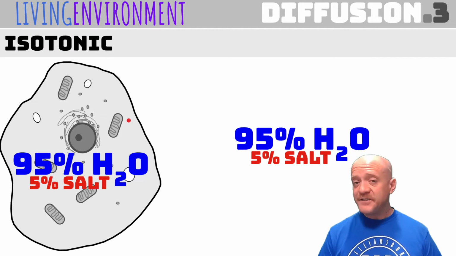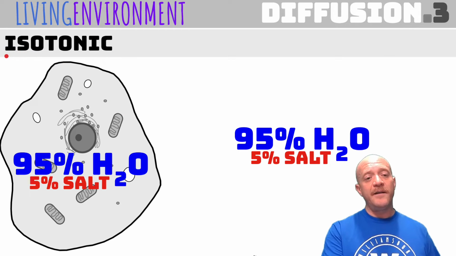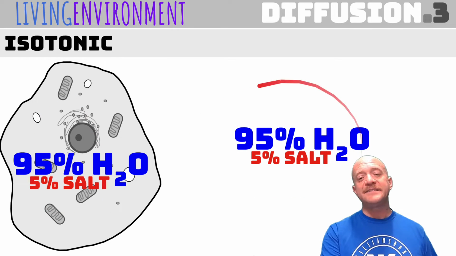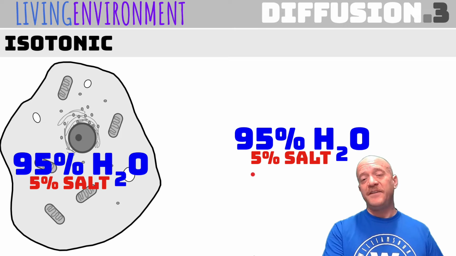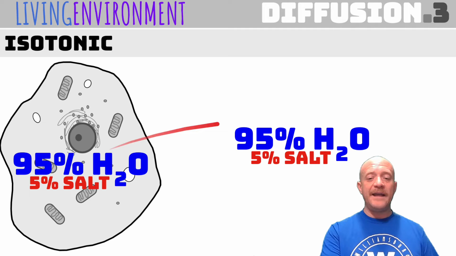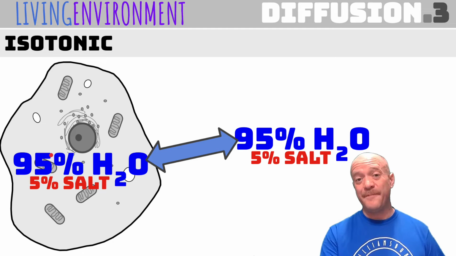Now, if we had an isotonic solution, you don't have to know this word, but iso just means the same. So if we have a cell in a solution that has the same amount of water and the same amount of impurities in it, there's going to be no high and no low. So there's going to be no net movement of water. The cell is going to remain the same.